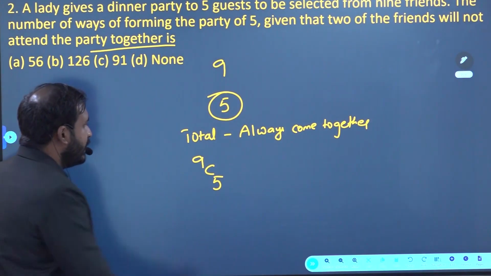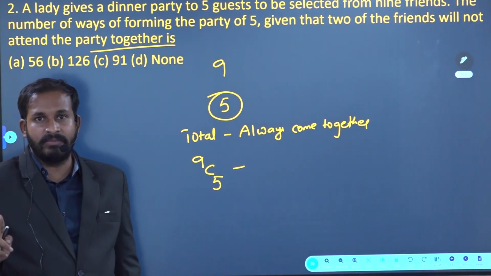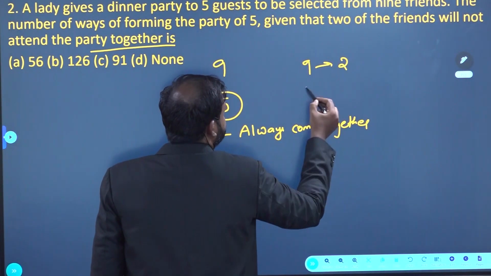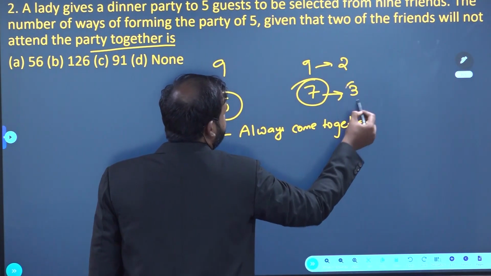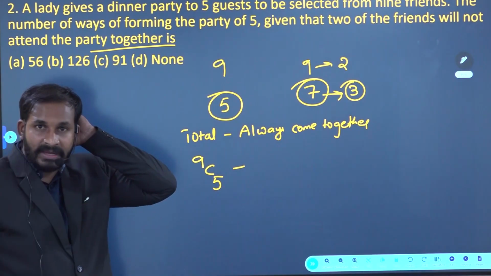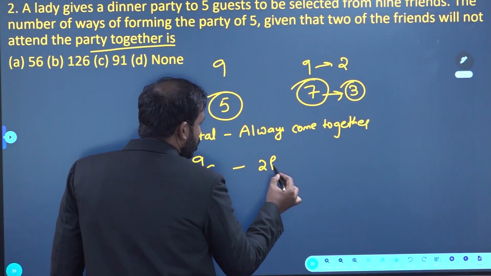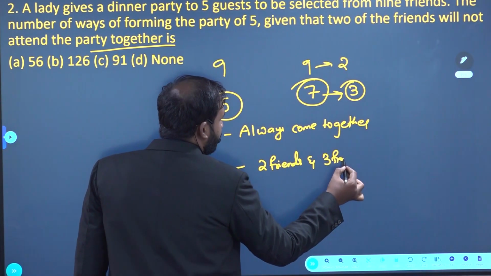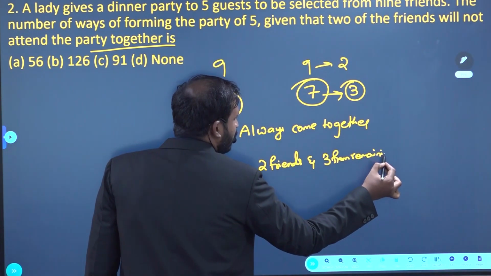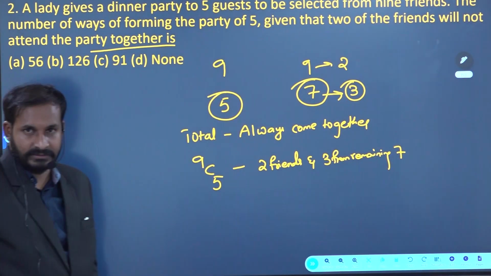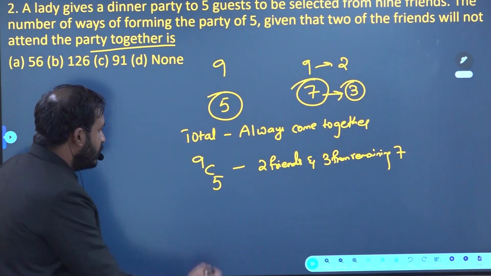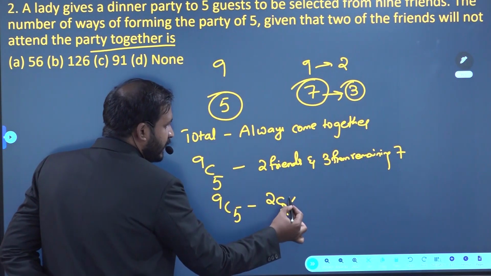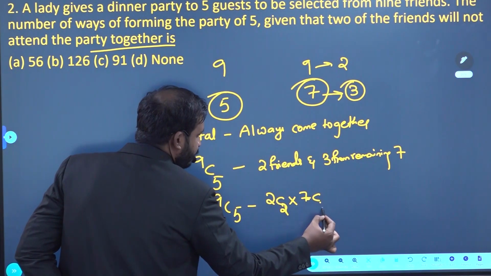without any condition. Minus, see here, those 2 will always come together, which means 2 slots are fixed, right? Out of 9 people, 2 are already fixed. So how many more are there? 7. From these 7 I need to pick 3, right? That's it. Am I correct or not? We will assume those 2 friends and 3 from the remaining 7. They will definitely attend the party. So 9C5 minus 2 friends in 2C2 ways into 3 from the remaining 7, which means 7C3.